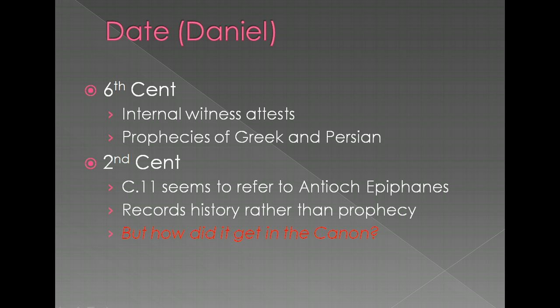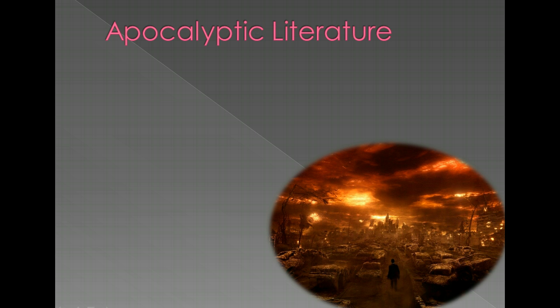Before we look at the structure and contents of the book, a few words need to be said about the type or genre of literature that parts of this book represent. The second half of the book, chapters 7 to 12, reflects what we call apocalyptic literature. A number of features characterize apocalyptic literature, and we are briefly going to look at a few of those right now.